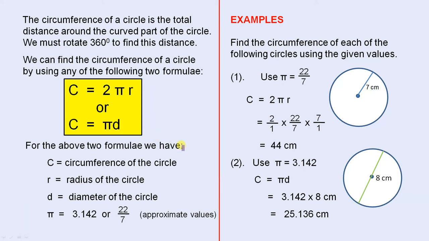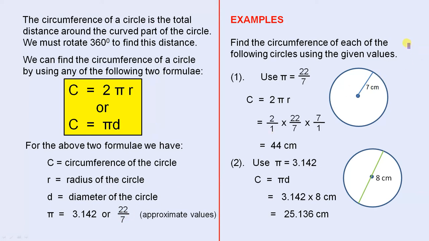that one. For the above two formulae, C equals the circumference of the circle, r equals the radius of the circle, d equals the diameter of the circle, and pi, which is a very special number in mathematics, is what we call an irrational number, given the value of 3.142 as an approximation, or 22/7 as an approximation. Pi does not have an exact rational value. However, we can approximate it to either one of these numbers for the purposes of doing the calculations.